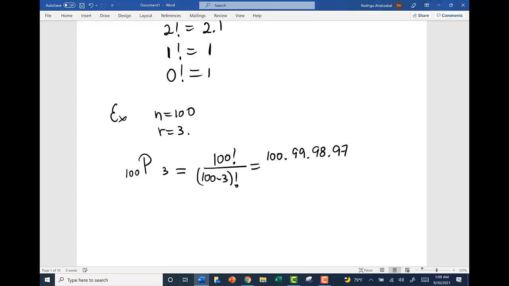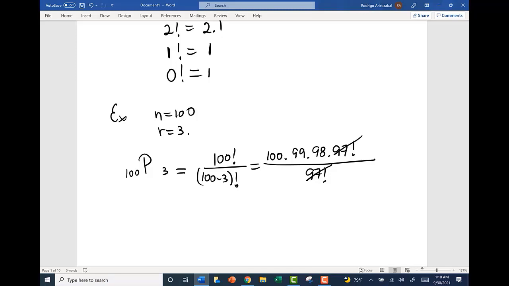Let's stop here, because we have to continue times 96 times 95, but in the denominator we have 97 factorial, which is 97 times 96. And here we stop at this point because we can cancel this factor with all of these factors. Then the result is obtained by multiplying only these three numbers. That is a trick to obtain the answer very fast.